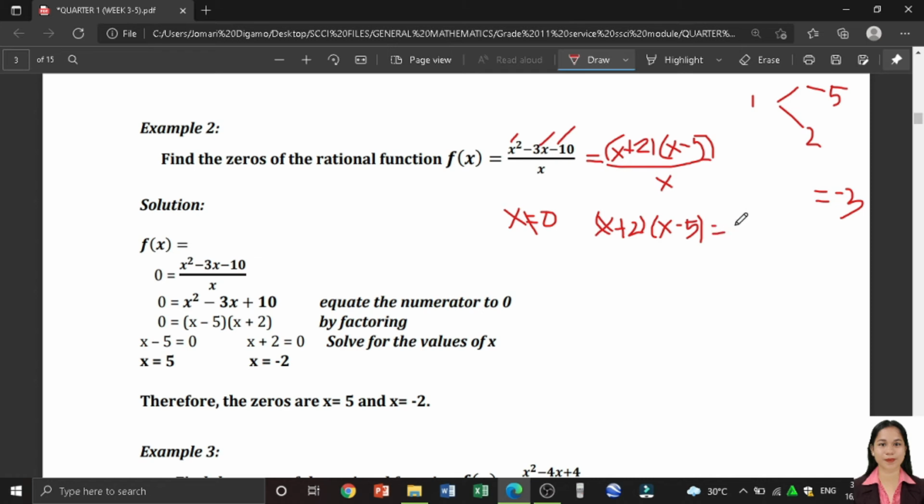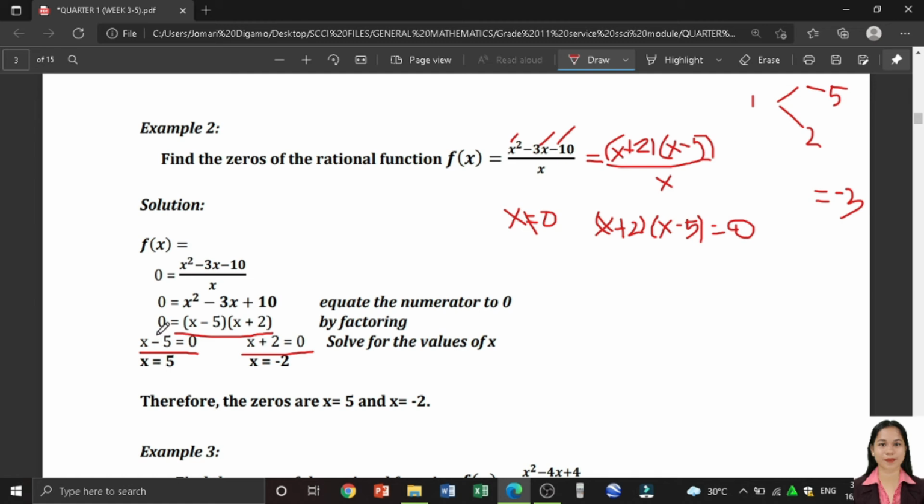So x plus 2 times x minus 5 is equal to 0. Okay. So here it is. So we have here, x minus 5 times x plus 2 is equal to 0. So I just reversed it, I just swapped x plus 2 and x minus 5, but it's still the same. Okay, then, use the zero product property or equate both the factors to 0. So we have here x minus 5 is equal to 0 and then x plus 2 is equal to 0. Okay? Then, solve for the value of x.